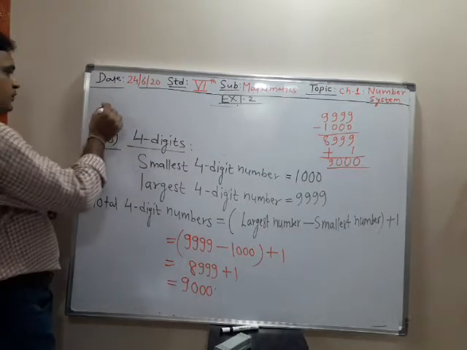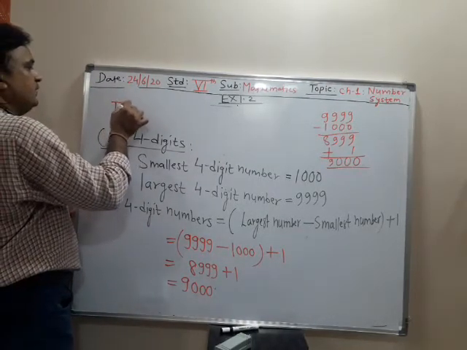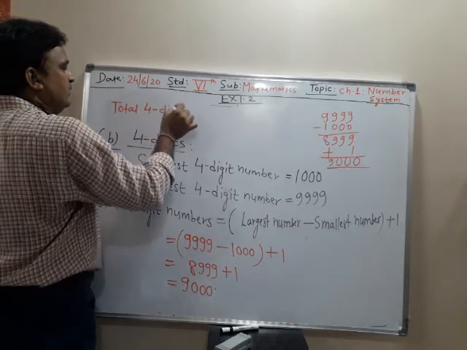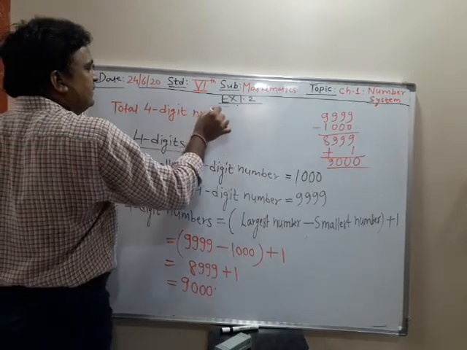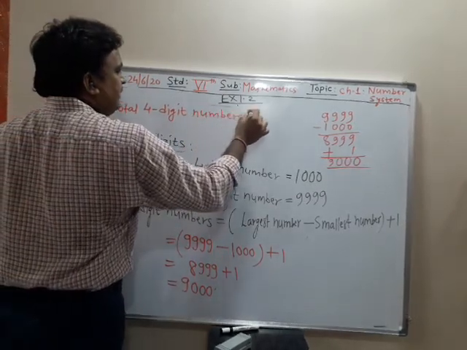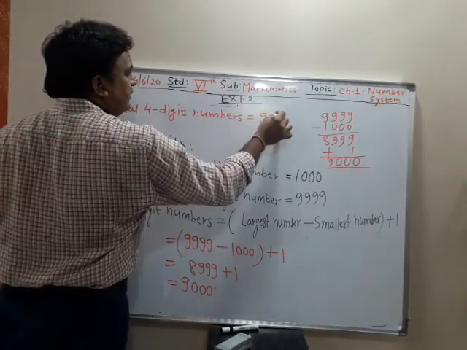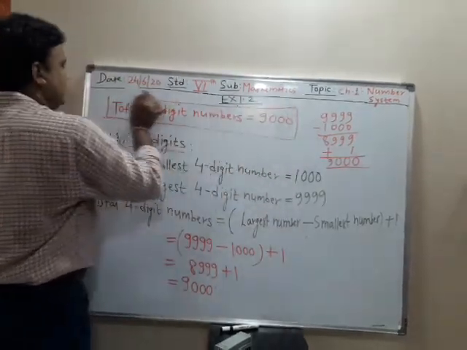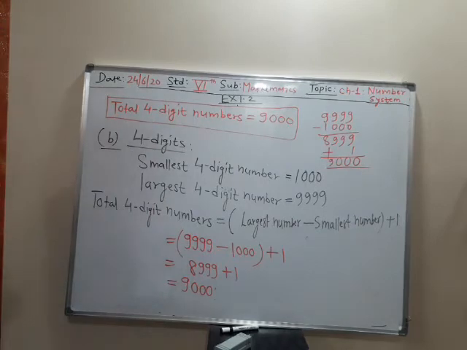Total 4-digit numbers is equal to 9,000. So total there are 9,000 4-digit numbers.